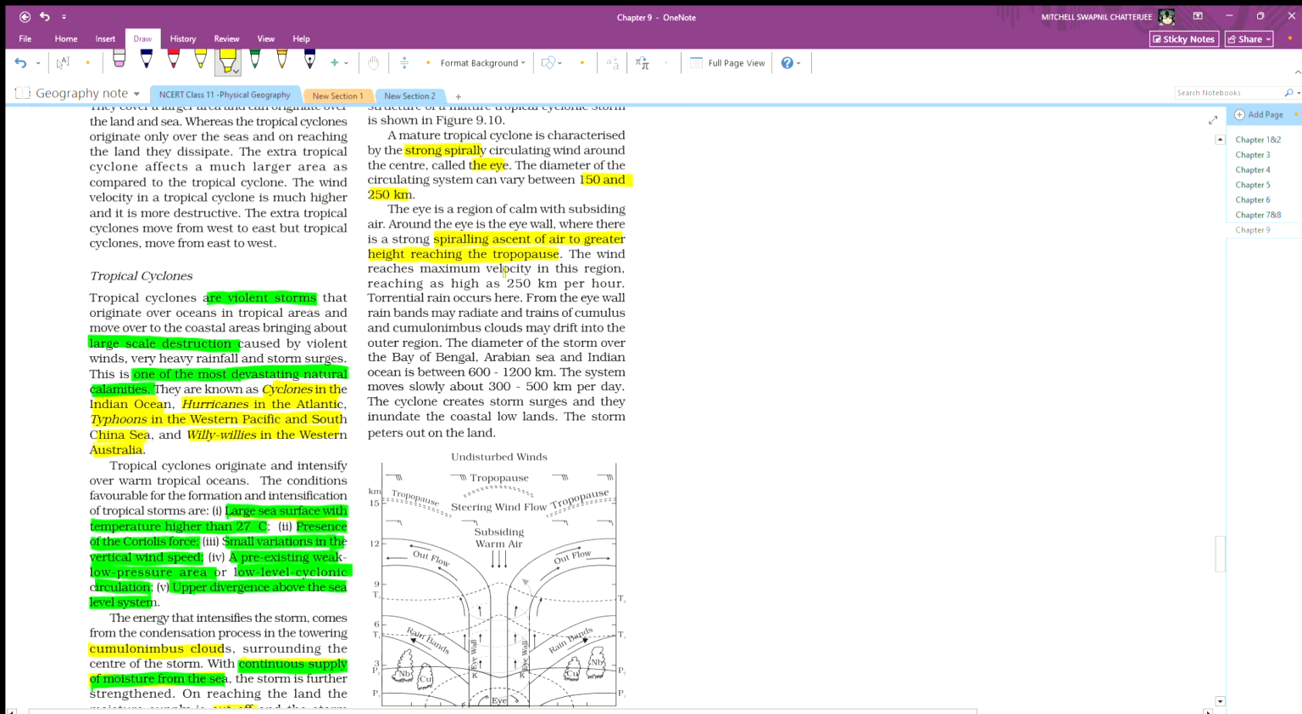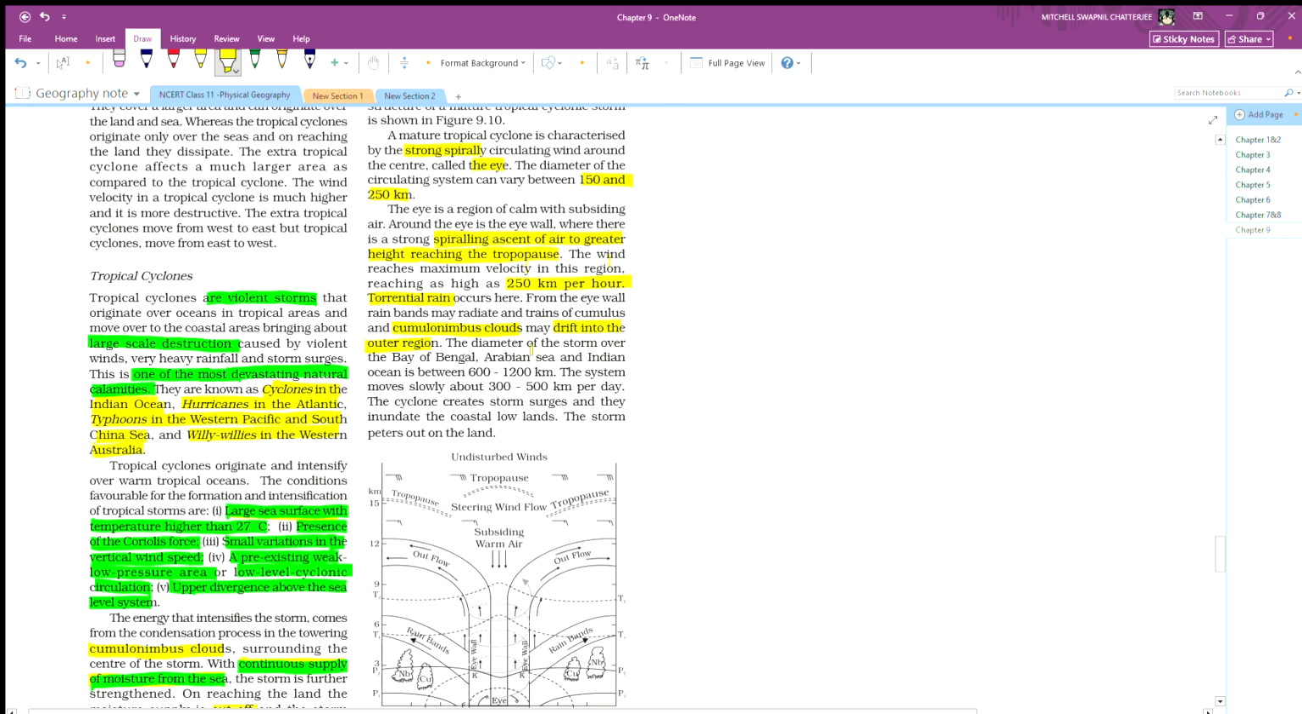In this region the wind reaches as high as 250 kilometers per hour. Torrential rain occurs here as well, on the eye wall. Rain bands may radiate, and cumulus and cumulonimbus clouds may drift to the outer region.